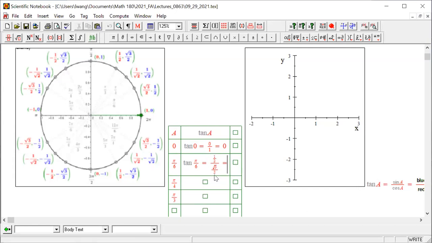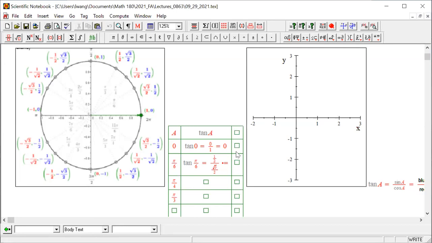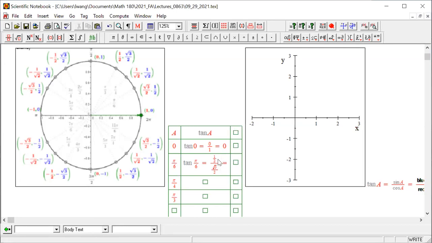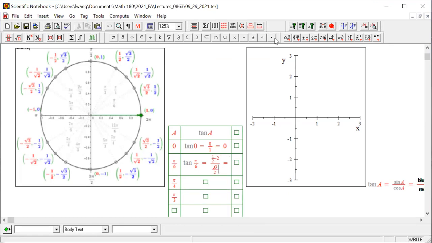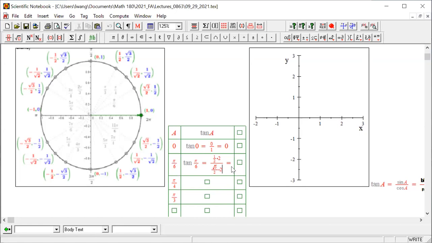So can you reduce this fraction correctly? Yes. Would the answer be radical 3 over 3? Correct. Let's see how we get to it. I will multiply a 2 on top and multiply a 2 on the bottom. Can you see? Is the font large enough for you to see?